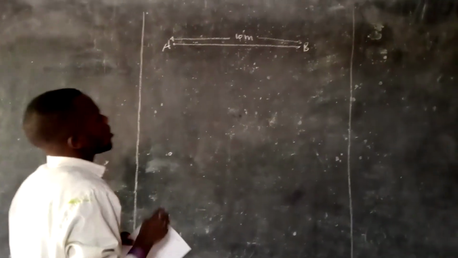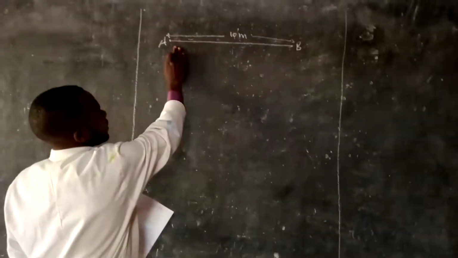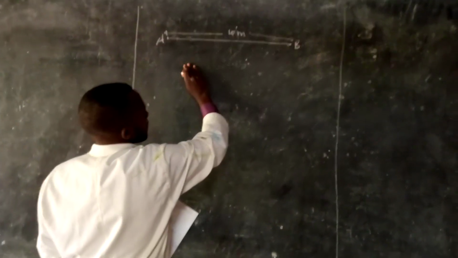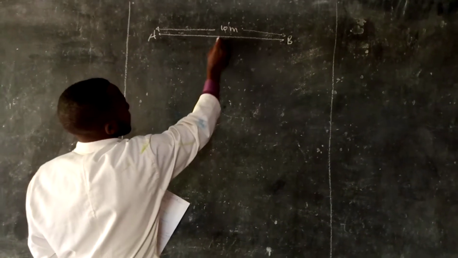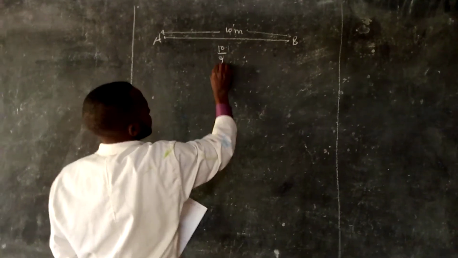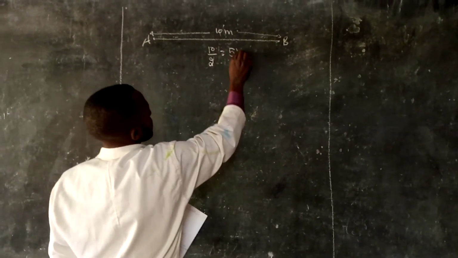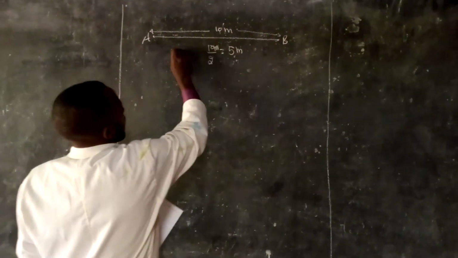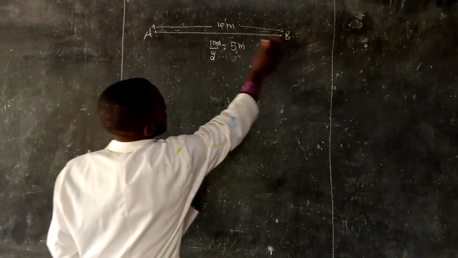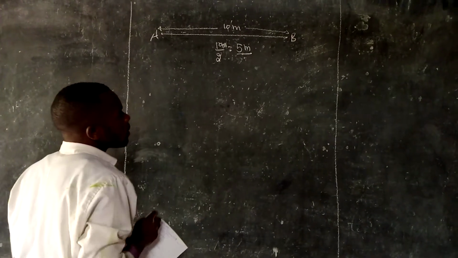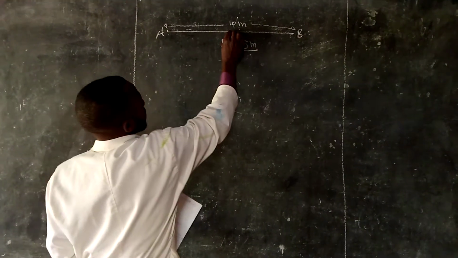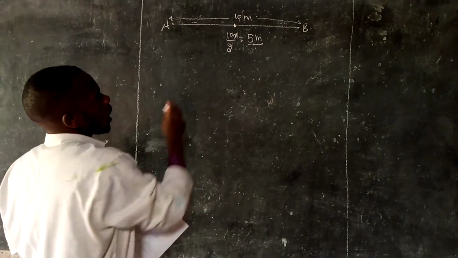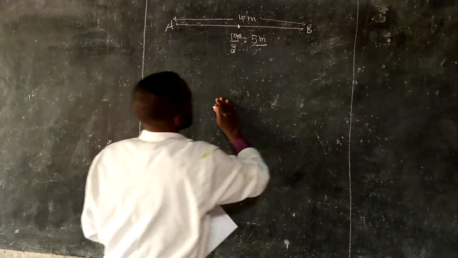So now, if you divide this line segment into two parts, it means that you take 10 divided by 2, which is equal to 5 meters. A half of those line segments is 5 meters. Let us take this point. This point is a half of the whole line segment.